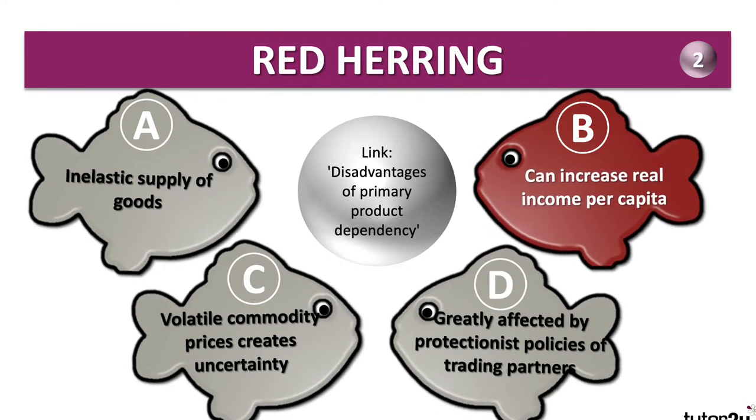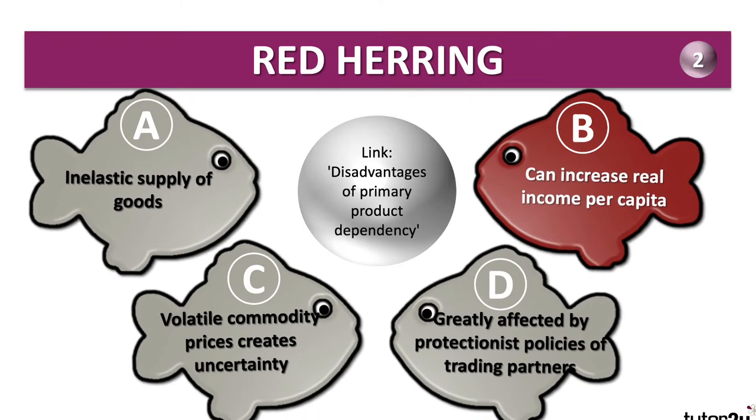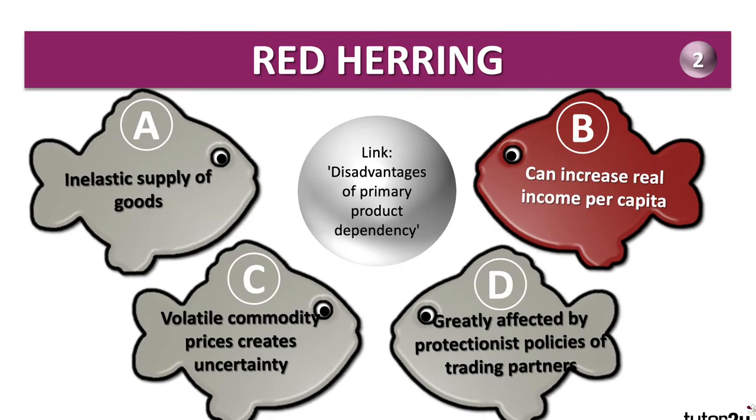So again, really concerned with trade barriers. And B is actually a pro of primary product dependency. If we consider the Zambian economy, they're really heavily dependent on copper, but copper has increased in price significantly since the 2010s. And so that has potential to lead to increasing real income per capita for people living in Zambia. So fab work for the red herring, everybody.